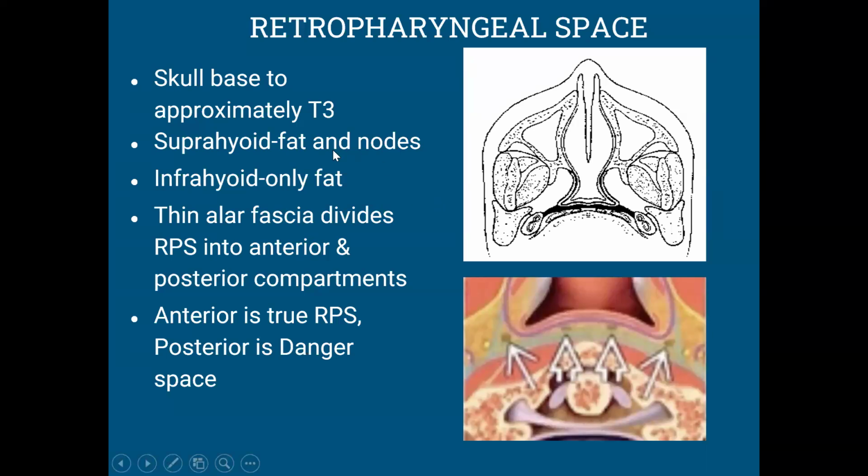In the suprahyoid compartment, it comprises fat and lymph nodes, and in the infrahyoid portion, it mainly comprises fat. We also have a thin alar fascia, which divides this retropharyngeal space into anterior and posterior compartments. The anterior compartment is the true retropharyngeal space, and the posterior compartment is known as the danger space.